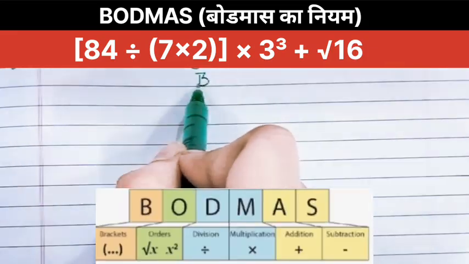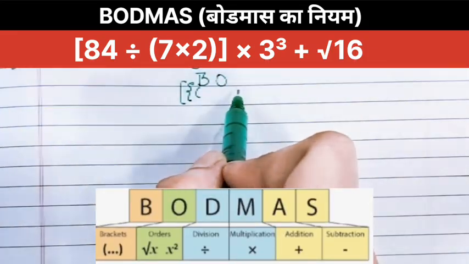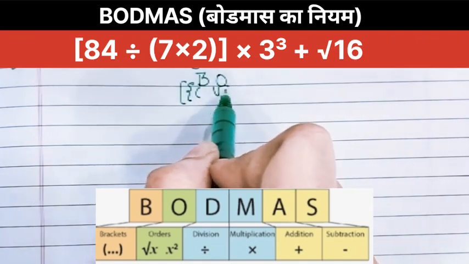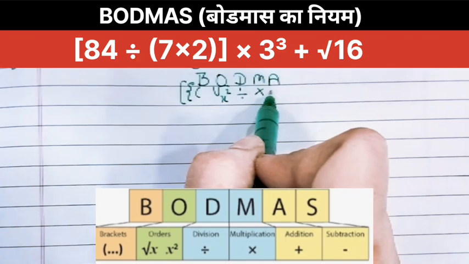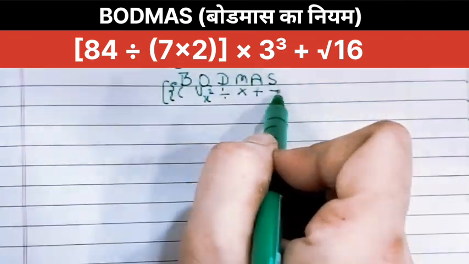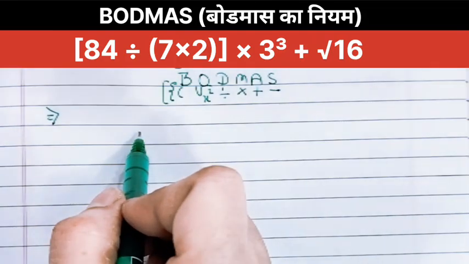The BODMAS rule says first we solve brackets: small brackets, curly brackets, then square brackets. O stands for orders, where we solve roots and exponents. D stands for division, M stands for multiplication, A stands for addition, S stands for subtraction. According to this BODMAS sequence, we'll break down this expression with a step-by-step solution.